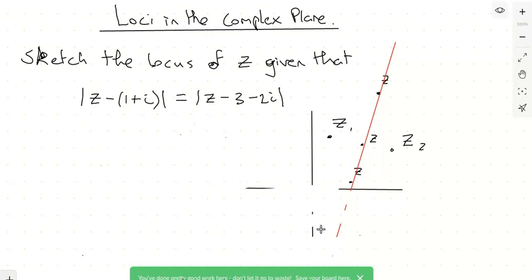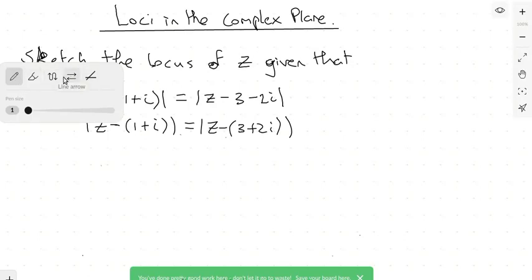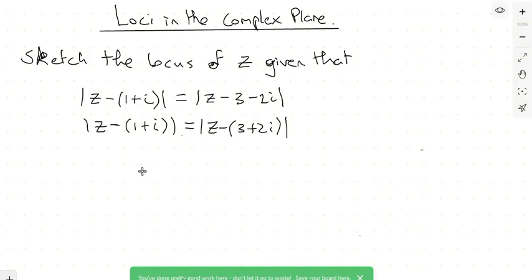If you want to sketch the locus of Z, given that Z minus (1 plus I) in brackets equals Z minus 3 plus 2I not in brackets, the first thing you want to do, and this also applies to circles, is rewrite this so that everything is given as Z minus a bracketed complex number. And that's going to become 3 plus 2I. So make it a modulus.